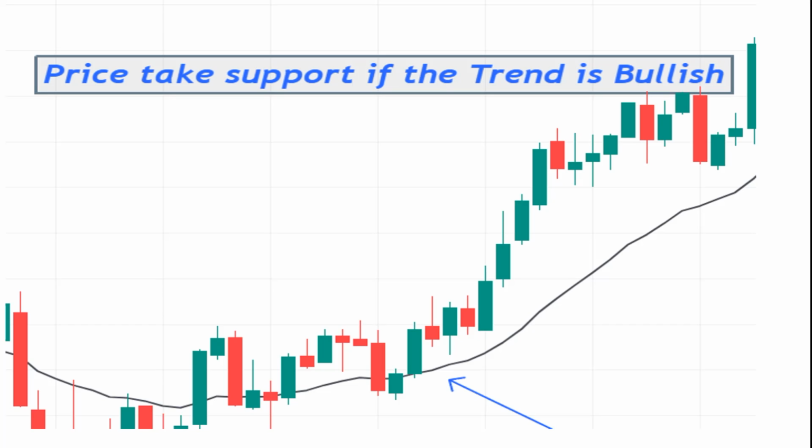Now, if the price is breaking below the EMAs and after that the price is taking support at the EMA, here we are getting the green candle. So if the trend is super bullish, we can know from the live market that if the price is taking support at the EMA, then after that the price will be moving along with the EMA.